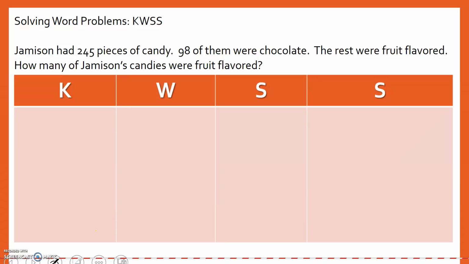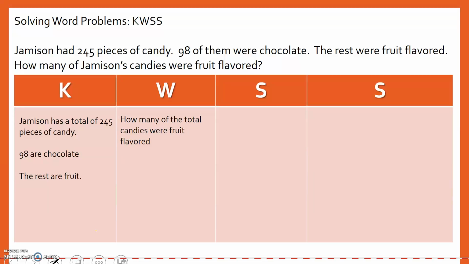All right. So what I know is that Jameson has a total of 245 pieces of candy. 98 of them are chocolate. The rest are fruit flavored. That's what I know from the problem. So what do I want to know? Pause the video and think about, what is the question the problem is asking you? Okay, the question is, how many of the total candies were fruit flavored? That's what I want to know.